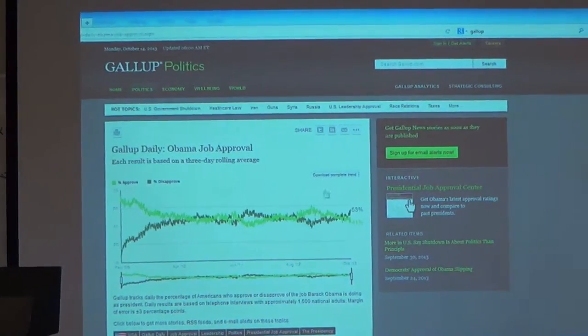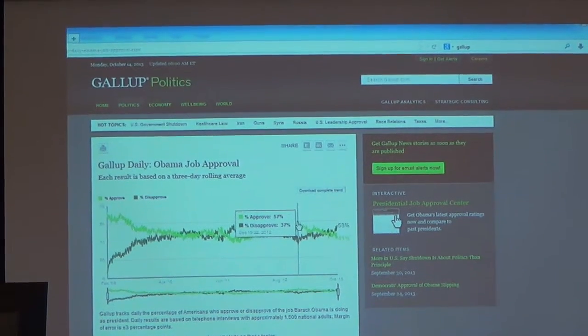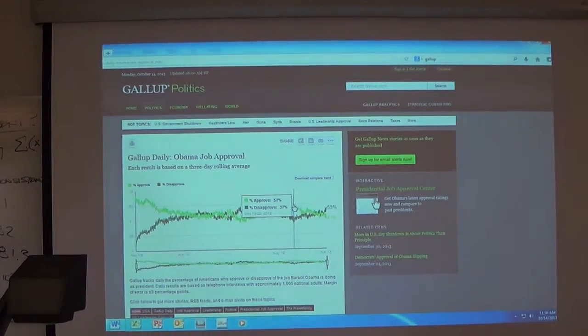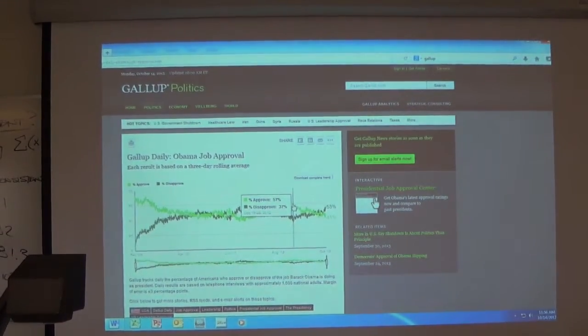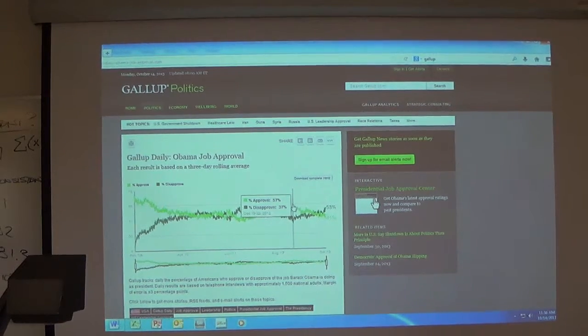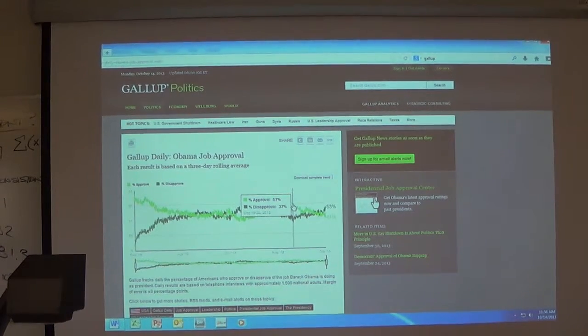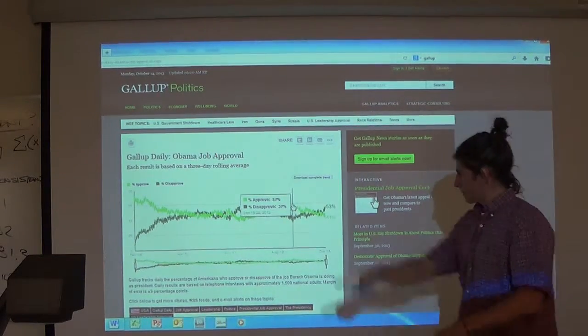So here we go. Let's just use that right there as a reference point. Okay, this is a job approval rating. So here we are, December 2012. His approval is at 57%. His disapproval is at 37%. Now we know that that thing has a margin of error on it. And the margin of error is probably listed as 3%.